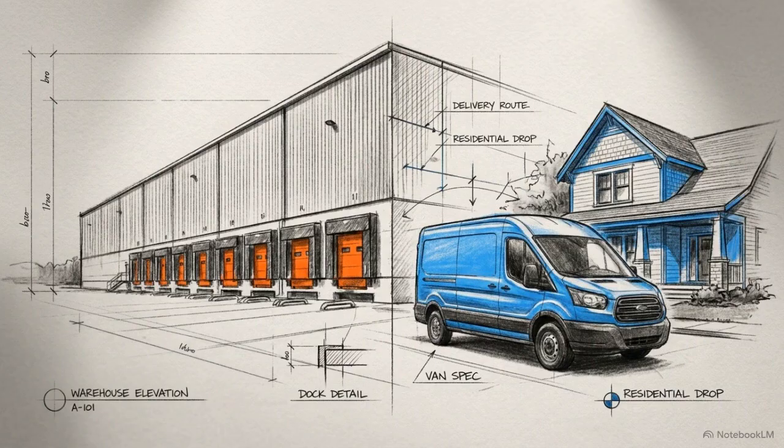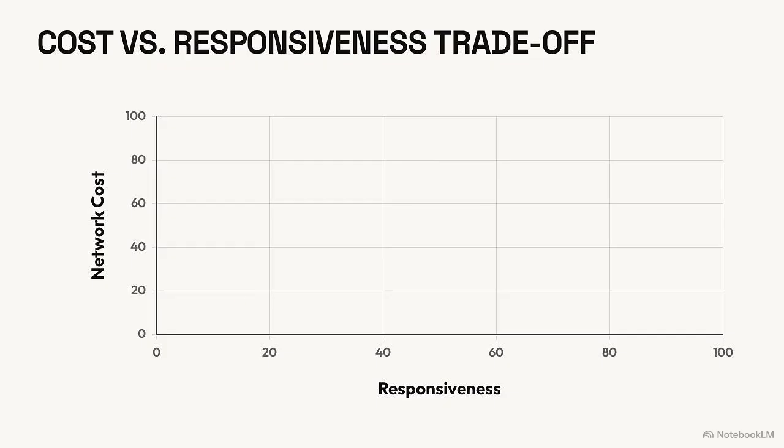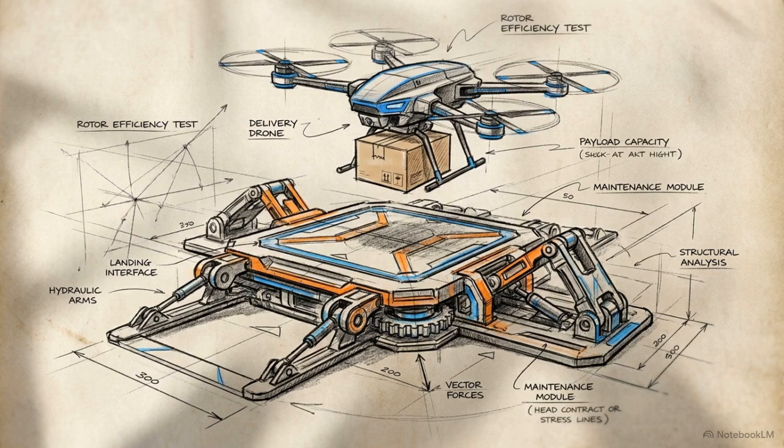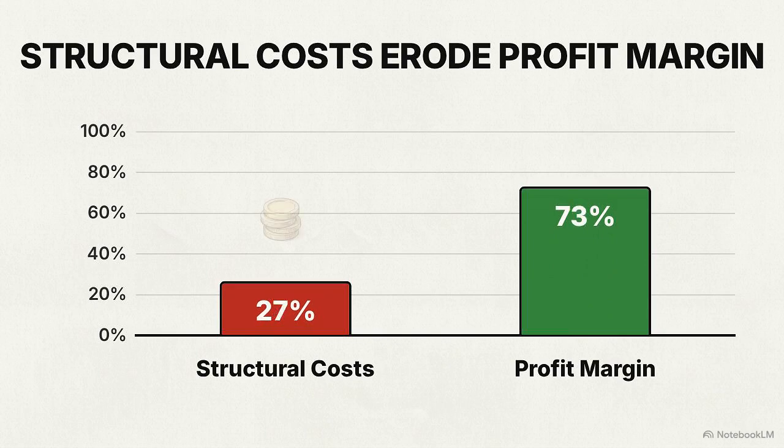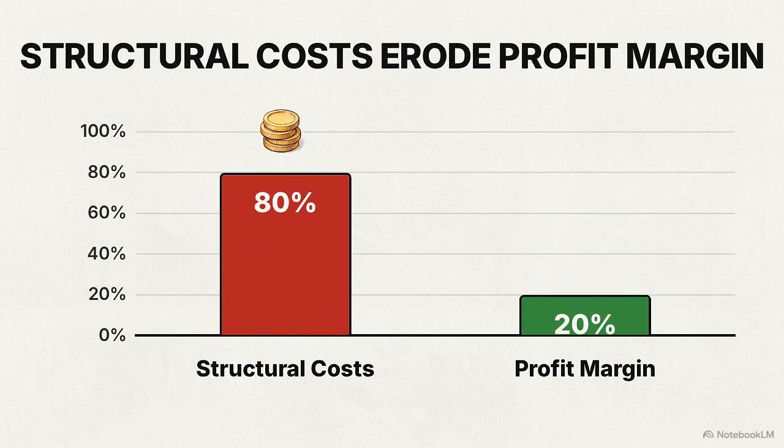This architecture relies on a strict trade-off. A network designed for absolute minimum cost cannot physically deliver maximum responsiveness. Networks built for immediate responsiveness carry high structural costs. If those costs misalign with the strategy, they will systematically erode the company's margins.